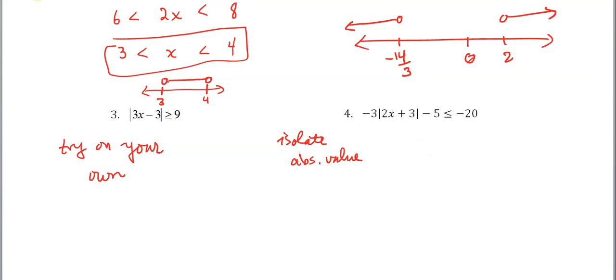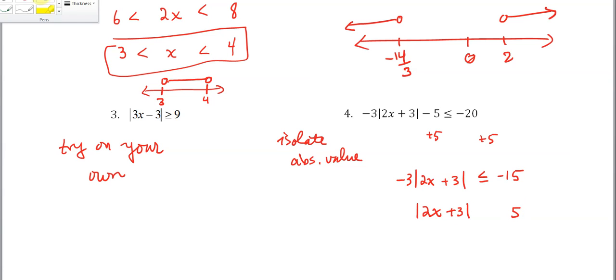So the first thing I'm going to do is add 5 to both sides. If I add 5 to both sides, I get negative 3 times the absolute value of 2x plus 3 is less than or equal to negative 20 plus 5, which is negative 15. Then we're going to divide by negative 3. So that gets rid of that negative 3 there, and you have 2x plus 3. Negative 15 divided by negative 3 is just 5. So let me review and show you my work here. Dividing by negative 3, dividing by negative 3.